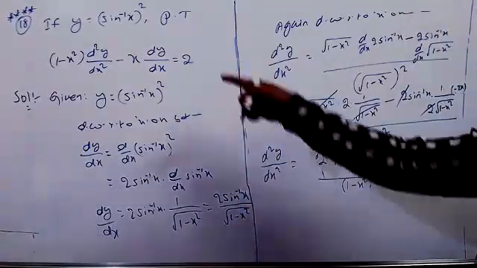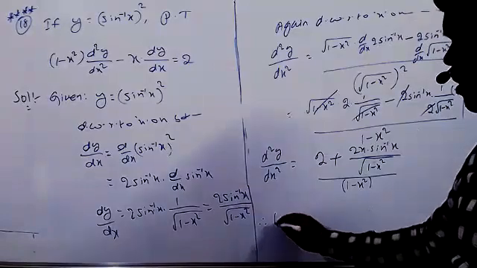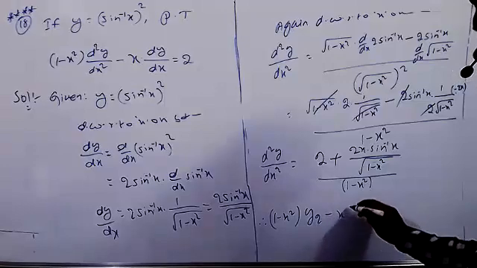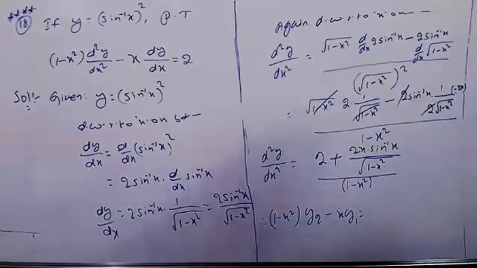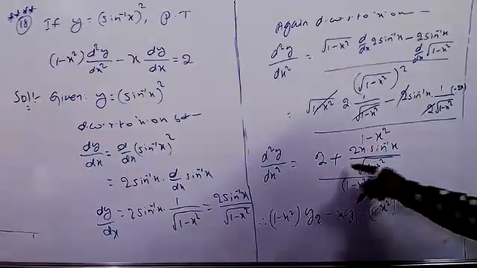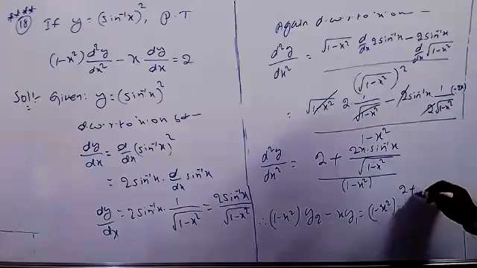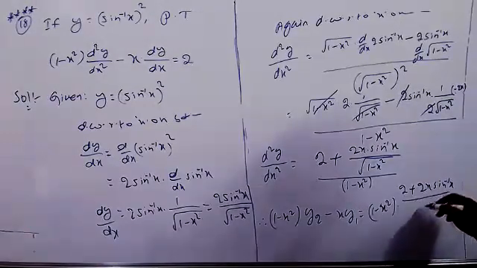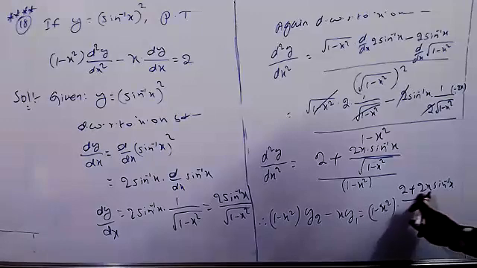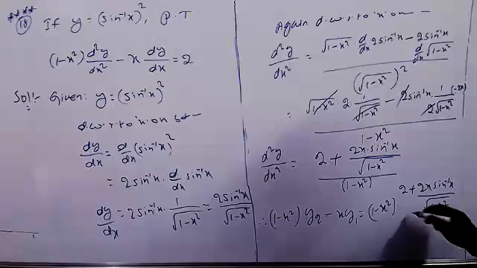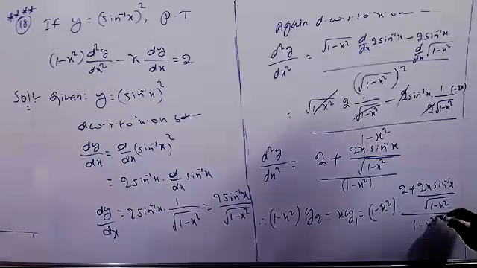Now the two values you can substitute here. So therefore, 1 minus x square into y2 minus x into y1 equals, so 1 minus x square into y2 equals this value: 2 plus 2x into sin inverse x whole by root of 1 minus x square, whole by 1 minus x square.